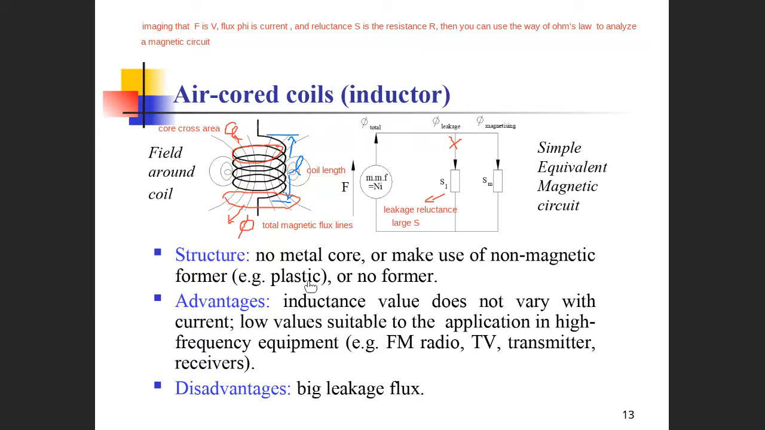Another point is the difference between air-cored coils and non-air-cored coils. Currently, what we show here is the air-cored coils. There is no metal core, or we use non-magnetic formers such as plastic, or no former. That means no core. Such a coil has a very big reluctance because its permeability mu is small, which is the free space mu 0. As a result, the reluctance is bigger and the inductance is smaller.